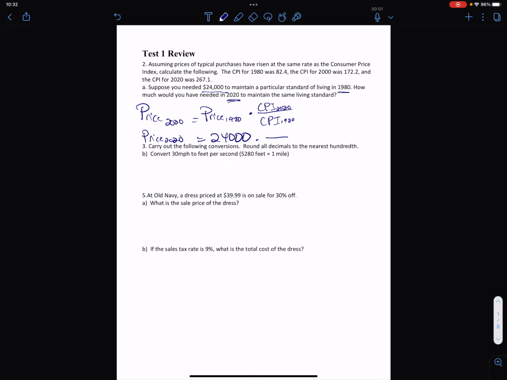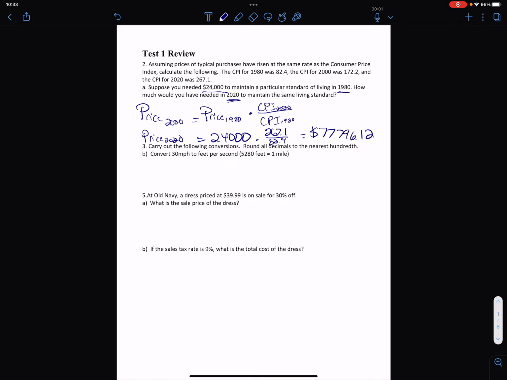CPI for the year I'm trying to go to, which is 2020, is 267.1 in the top. And then in the bottom, I'm putting the CPI for 1980, which is 82.4. You don't really need anything fancy to get this into our calculator. 24,000 times 267.1 divided by 82.4, and we're expecting a bigger number because it's a later year, and we get 77,796 and about 12 cents.